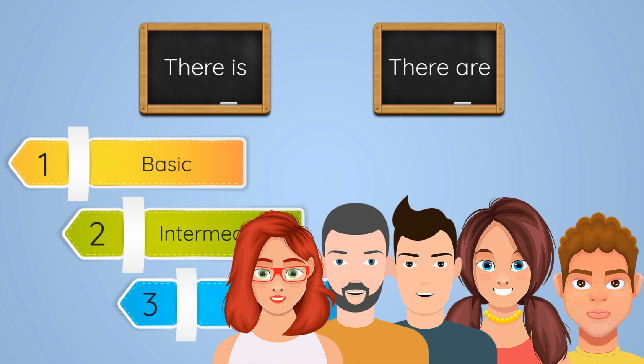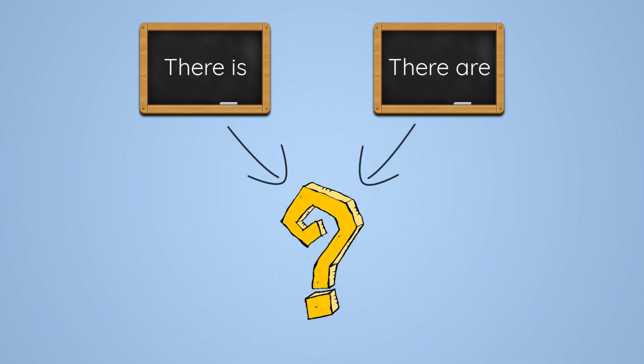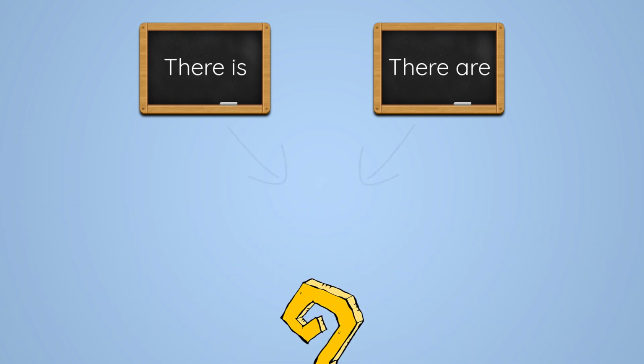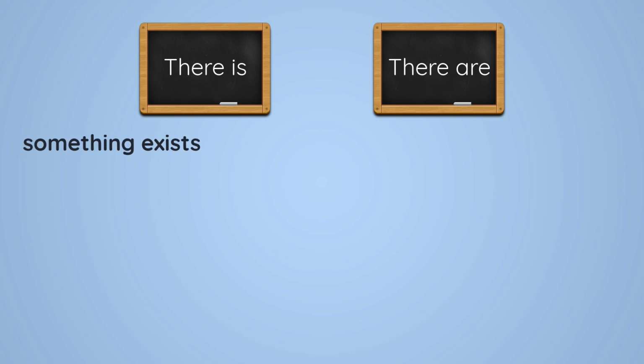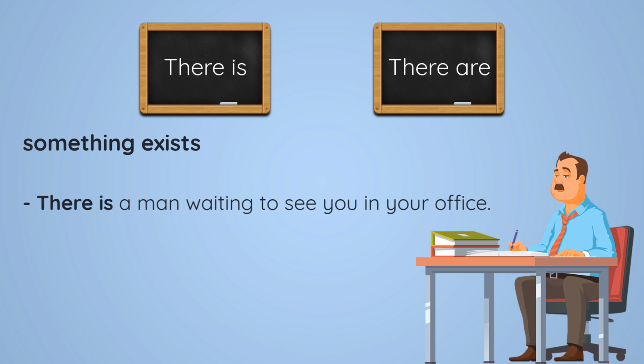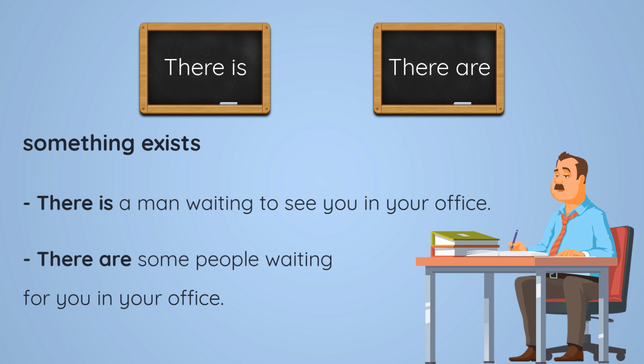Now, first of all, what does it mean when we say there is or there are? It means that something exists. Something is somewhere, okay? For example, I could say, there is a man waiting to see you in your office. Or I could say, there are some people waiting for you in your office. Right? There is a man, there are some people.